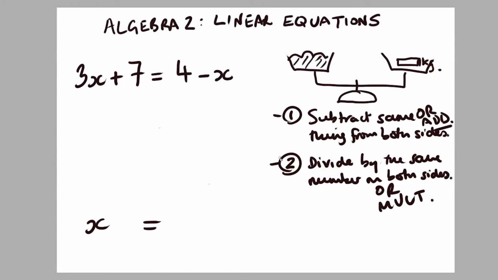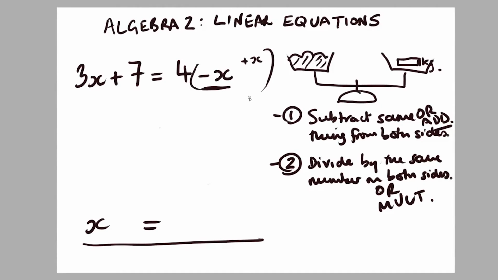And what I tend to do is focus first of all on the variable, on the x. I've got 3x here and a minus x here, and I don't want x's on both sides in my answer. I want x on its own. So what I'm going to do is take this minus x here and add x to both sides so that this disappears. If I've got minus x plus x, that's going to make 0.